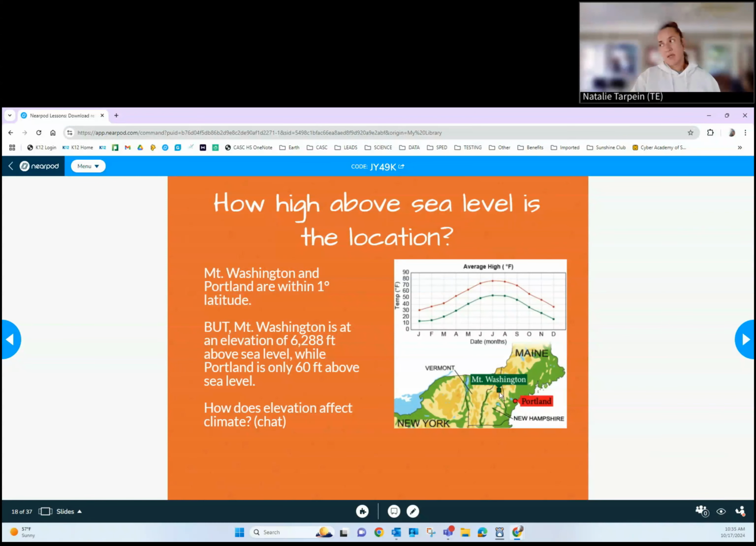But Mount Washington, being a much higher elevation, is going to be influenced by that elevation. As you go up in elevation, air pressure actually decreases, which causes those molecules to move slower, leading to that lower temperature. So here's Mount Washington, the green line on your graph. You can see that the average temperature is much lower in comparison to Portland, the red line. So, elevation.